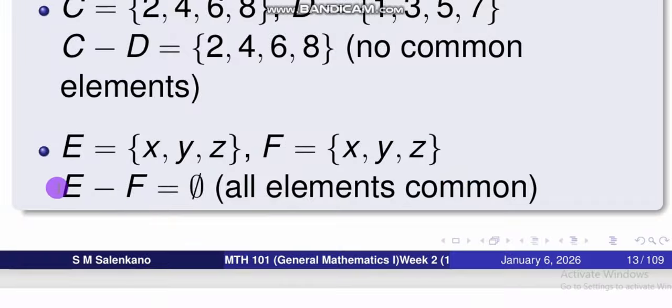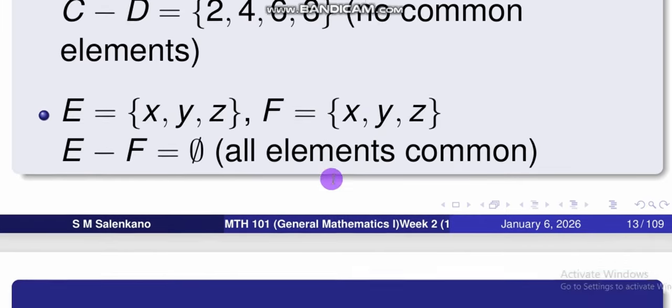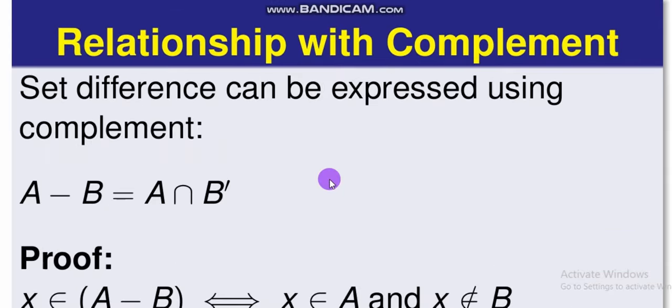So when you say set E minus set F, you are going to have an empty set, because all the elements are common, right? All the elements are common. Okay. Now, what is the relationship between set difference and set complement?